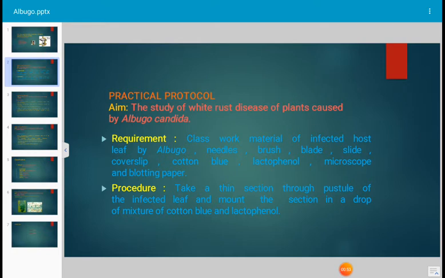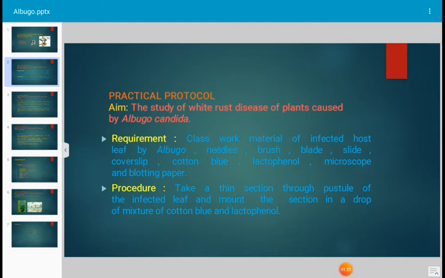What exactly we have to do practically is take an infected leaf and observe keenly where the pustules are present. A pustule is a sorus, or a cluster of spores. It is a white colored pustule, hence the disease is known as white rust disease. The pustules mostly occur on the lower surface of the leaf.